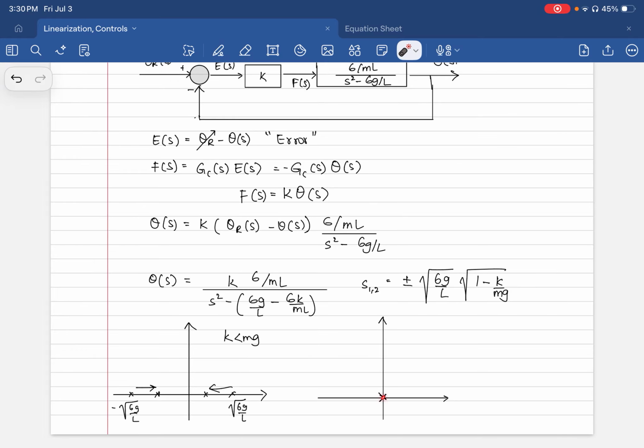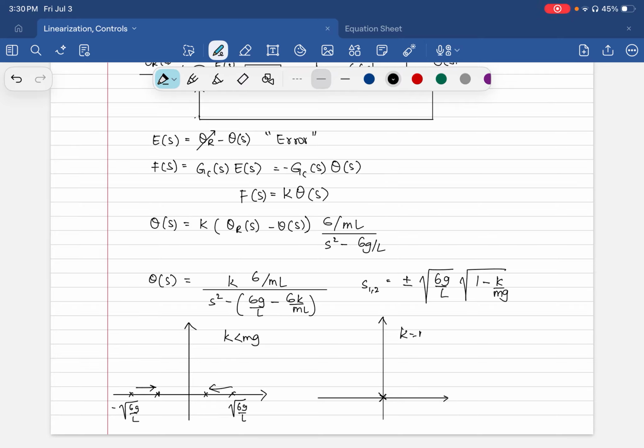What does that mean? A double pole at the origin means you will have an output that is something multiplied with t. So something like 3t or so is your output, which means that instead of your system falling rapidly, it will now slowly fall and it will be a controlled descent. Another way, so this is the case where k is equal to mg, and then a final case is where k is greater than mg.